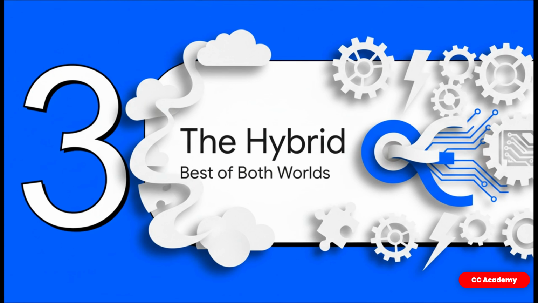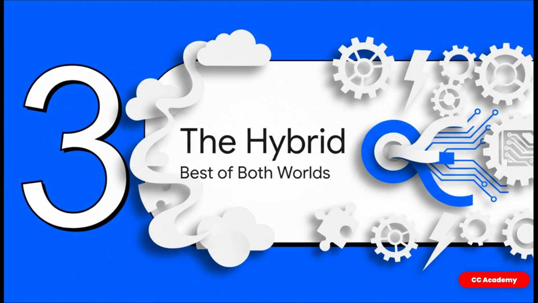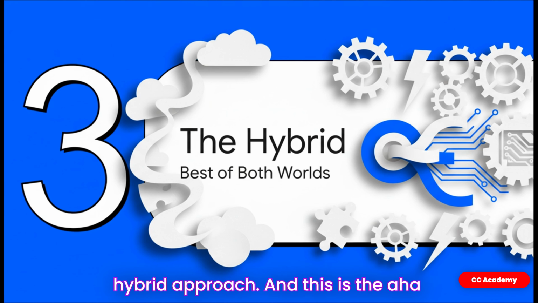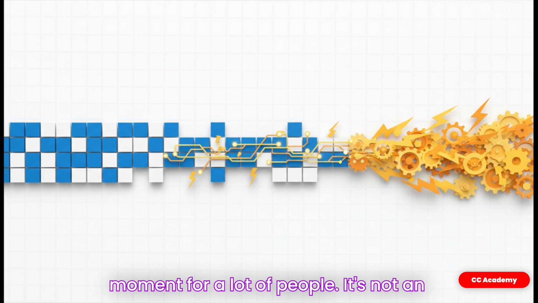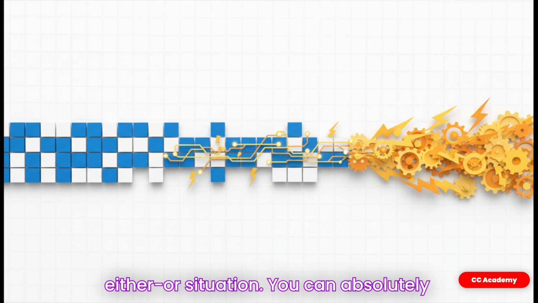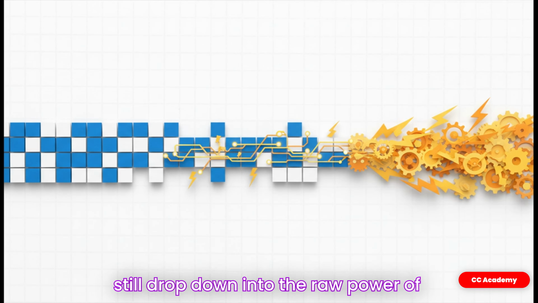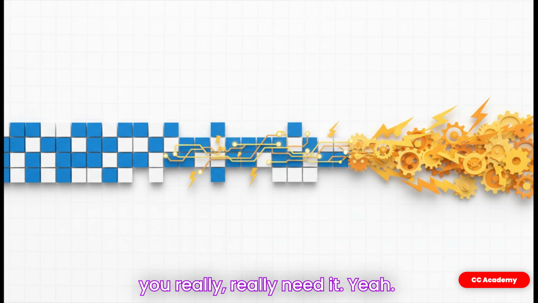So, okay, we've got simplicity and structure on one side and raw power on the other. Sounds like you're stuck between a rock and a hard place, right? Well, what if I told you that you don't have to choose? Let's talk about what's really considered the best practice today: the hybrid approach. And this is the aha moment for a lot of people. It's not an either-or situation. You can absolutely have that beautiful, clean, readable structure of a declarative pipeline and still drop down into the raw power of scripted for those little moments when you really need it.